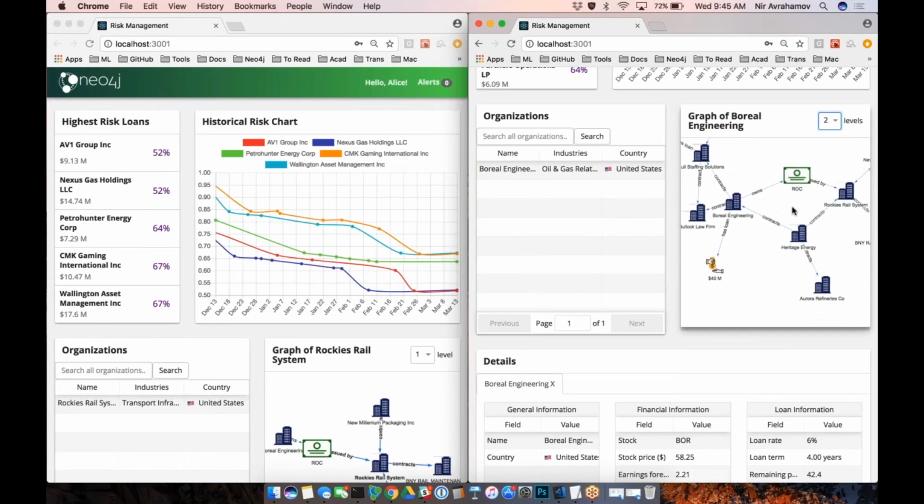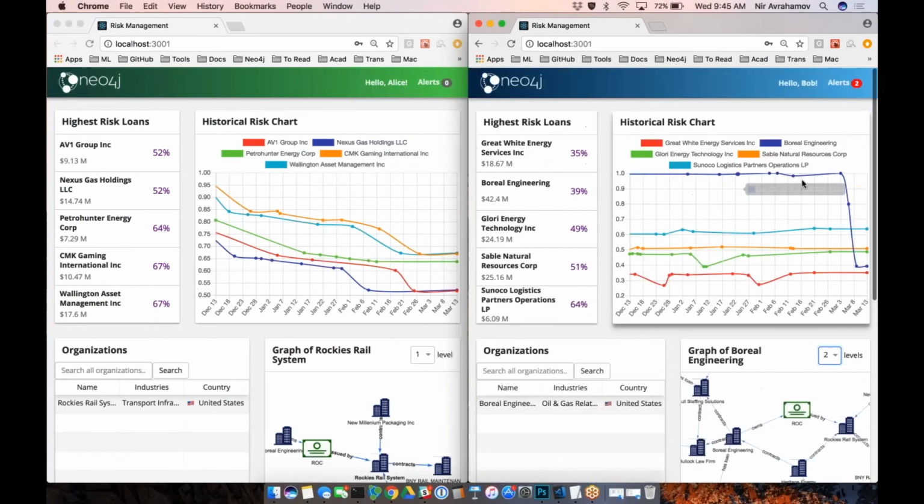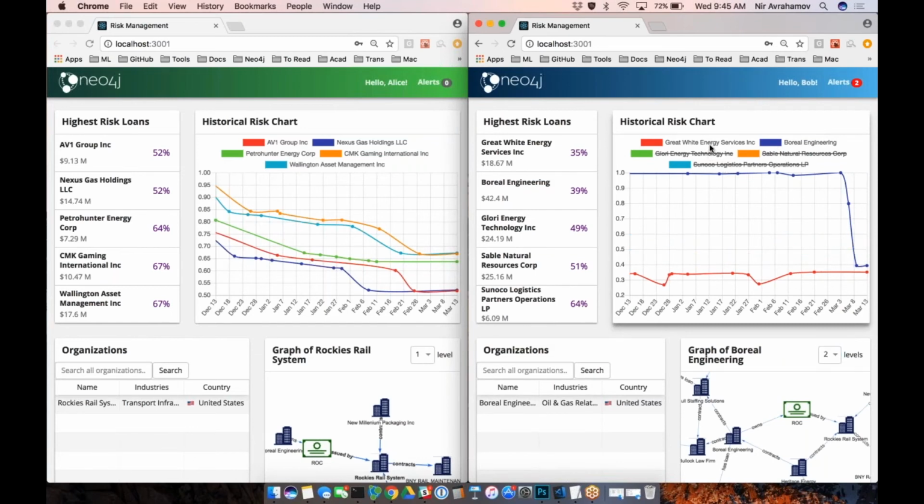And you can see up in the risk chart, you now see Boreal Engineering appearing as one of the highest risk loans. You can see that in the left panel as well. And this is real-time dynamic alerting that's happening. So let's move forward with the demo.